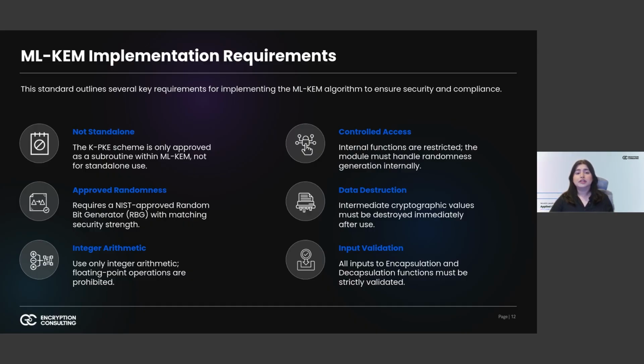This addresses the quality of our secrets. All required randomness must be generated using a NIST approved random bit generator. Crucially, the security strength of that RBG must align with the quantum security level of the chosen ML-KEM parameter set. For example, if you implement the Category 3 scheme, ML-KEM 768, your RBG must have a security strength of at least 192 bits. This ensures the established session key is derived from high quality entropy consistent with the system's claimed security level.